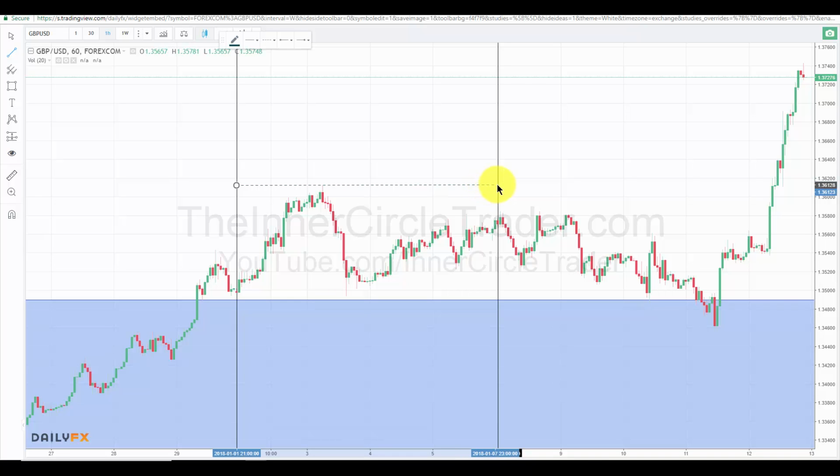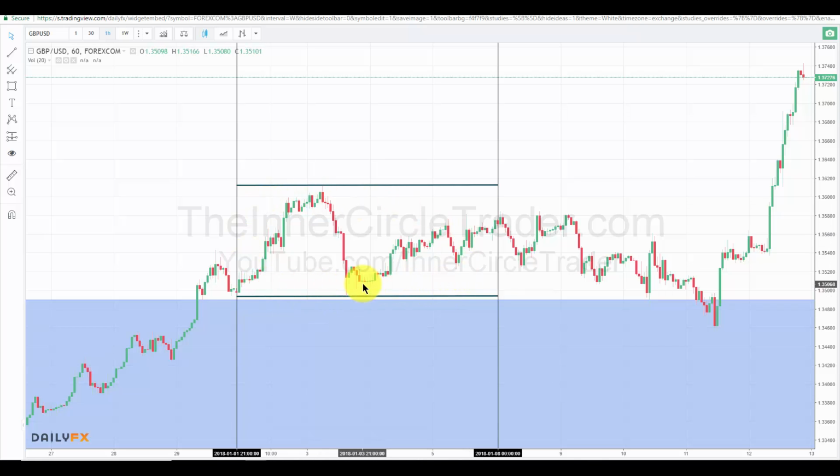Make this solid, and we'll thicken it up a little bit. Clone that, and then we're going to drop it right on the low here, just like that. So now we have a range.